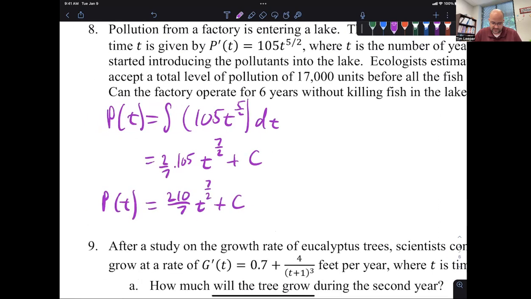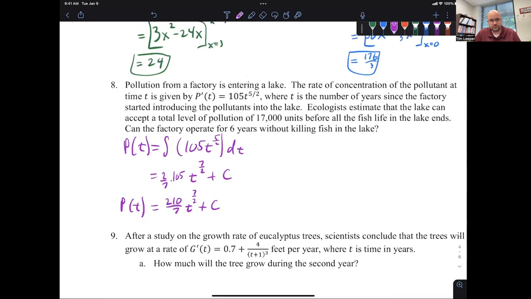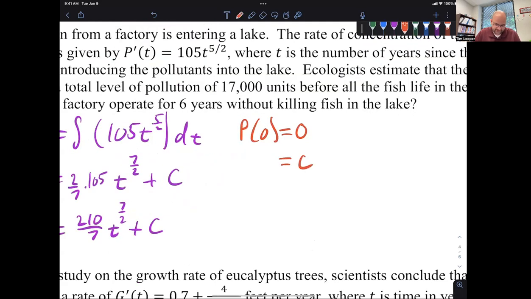But notice that we need to go ahead and find c. It's not stated anywhere in the question, though, but here's the thing. It says the pollution from a factory is entering a lake, but basically at the very beginning, there hasn't been any pollution. So that means that P of 0 has to be 0. When you plug in 0, C is all that's left on the right-hand side, and it has to equal 0. So C has to equal 0 here.